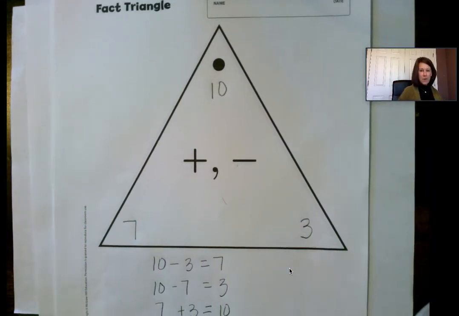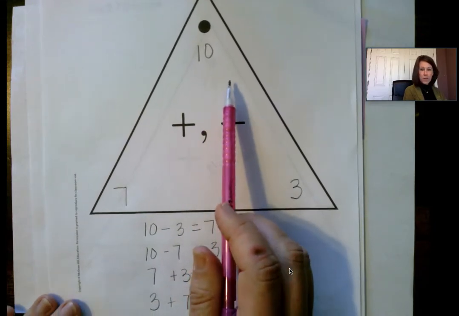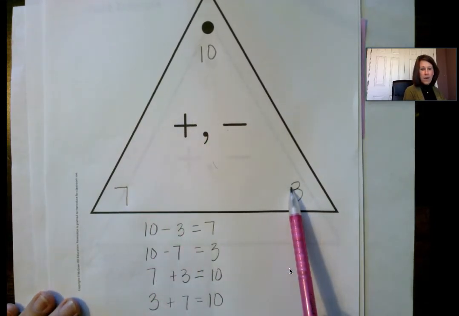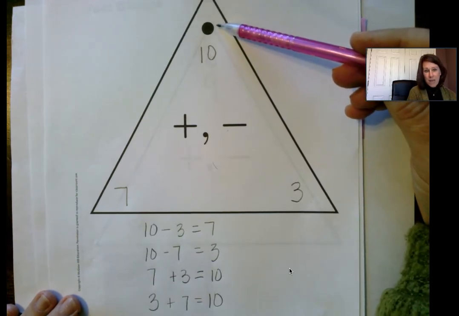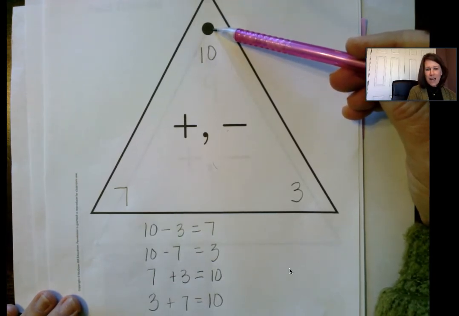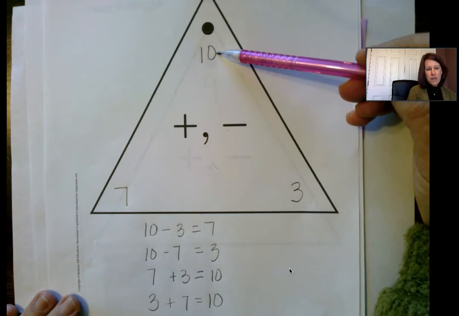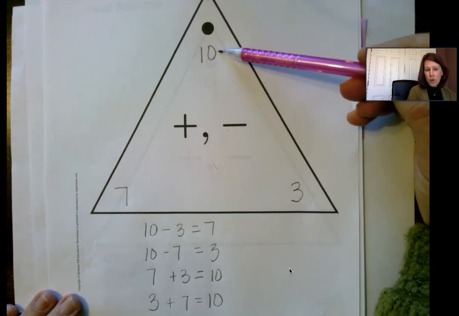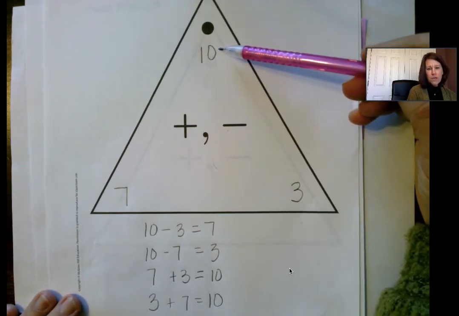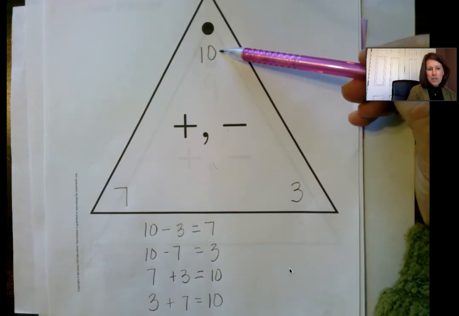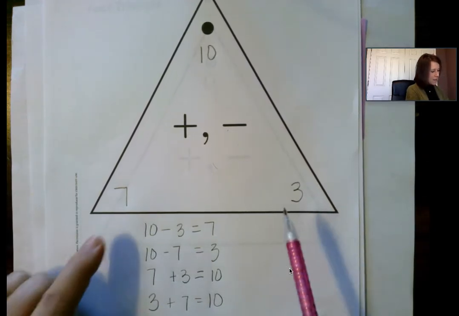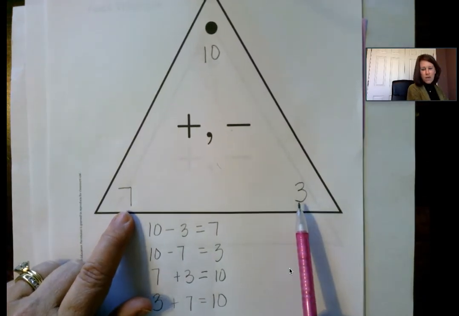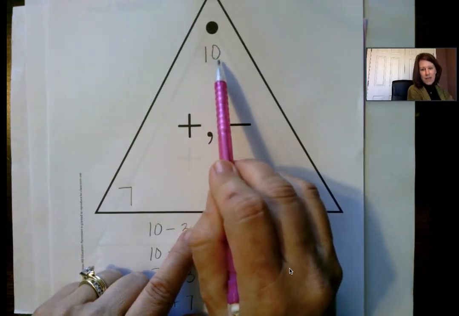For example, we are going to put the three numbers that go together on the triangle. The top of the triangle, or the top vertex, has a dot, and that means the largest number, or the sum, or the total of the three numbers goes up here. So it's the largest number because it's the total or the sum of the other two. And then these are the two numbers that go together to make 10.